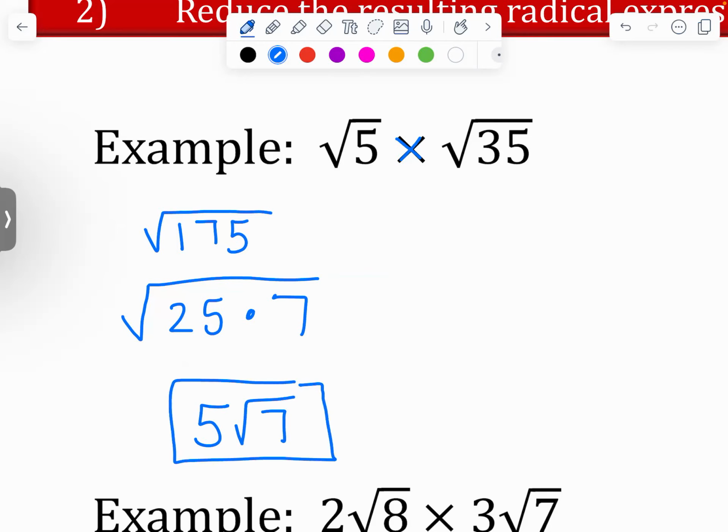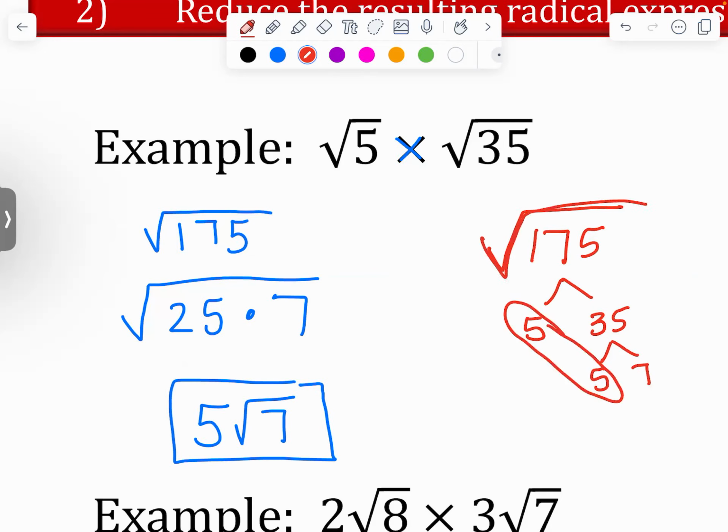Okay. If you really, really love the tree method, we know 175 is 5 times 35, and 35 is 5 times 7. So 5 squared underneath the radical comes out as 5, and 7 stays underneath. I am fine with whichever method you would like to choose. This, to me, I think is going to help you more when you get to Algebra 2. But whatever works for you, you go for it.